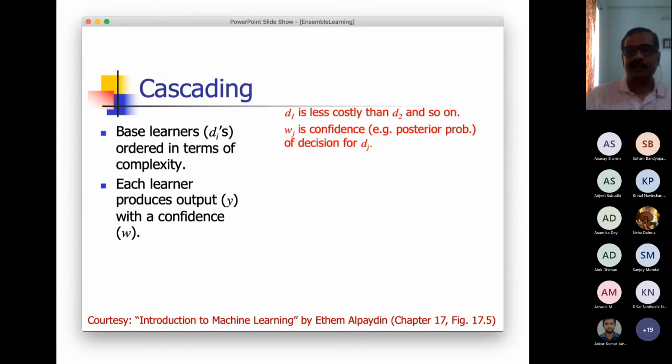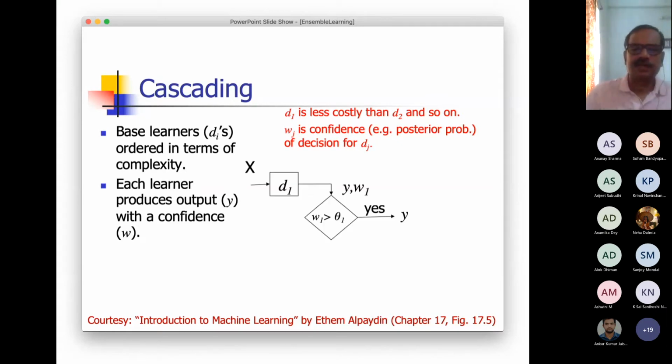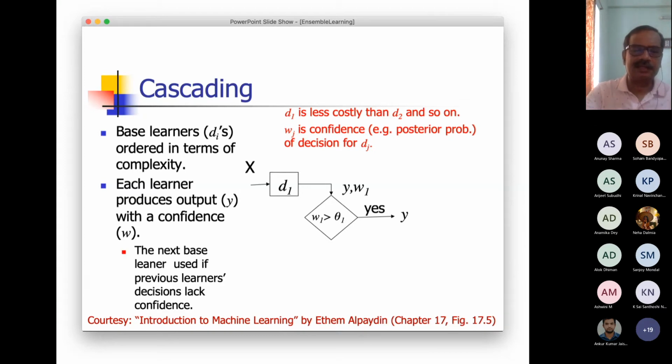And I mentioned this confidence could also be a posterior probability, for example. So the flow of the decision-making process can be simply captured in this way. Suppose you get the input sample X and then you apply the learner D1, then you get the corresponding decision Y and also the confidence W1. Now, if it is greater than a certain threshold, you accept it and you stop there. Otherwise, you go for the next best learner, used the previous learner's lack of confidence. So you go for the next best learner and continue this process.